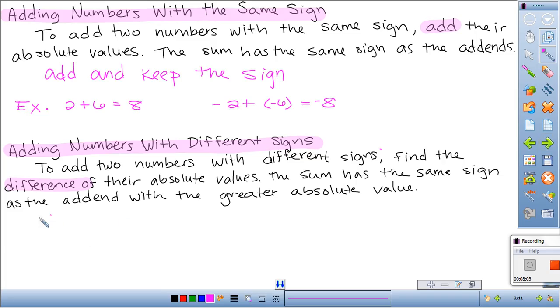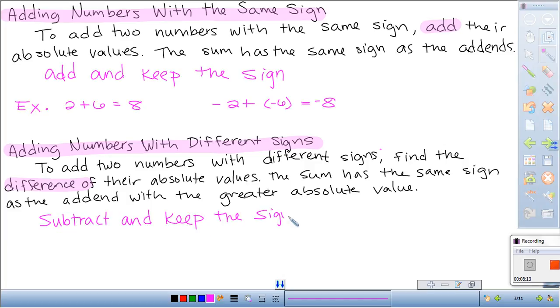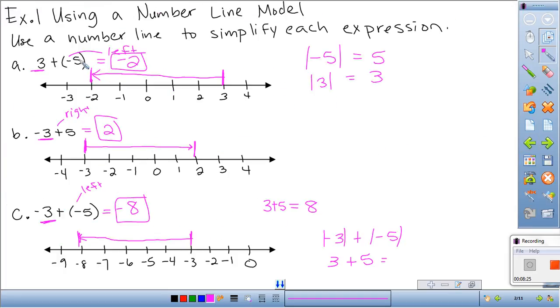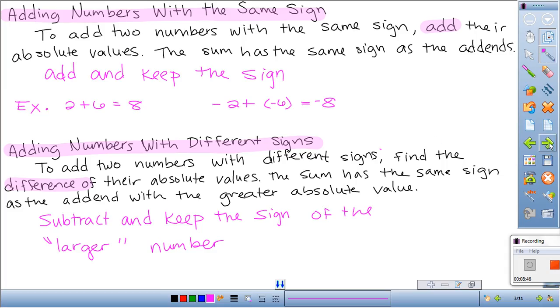So I like to say subtract and keep the sign of the "larger" number. And larger is in quotes because we know that negative 5 isn't bigger than 3. So it's in quotes because we ignore the negatives when we're trying to determine which one's bigger. That's really what absolute value is. It's ignoring the negatives. When you take the absolute value of a number, there aren't ever any negatives. So we're ignoring the negative. Which one's bigger? 5 is bigger. It's negative, so the answer's negative. And that's all that means.